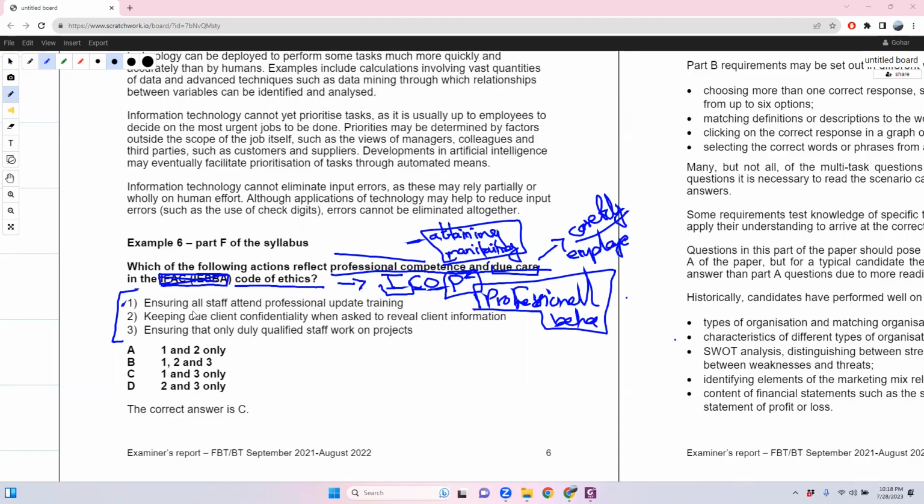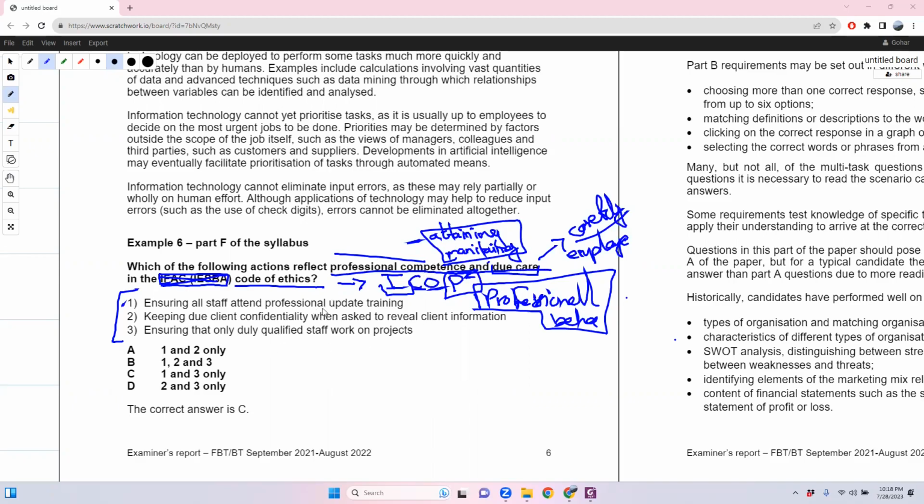So where were we? We were deciding which of the options 1, 2, and 3 fall under the definition of professional competence and due care. What is meant by professional competence and due care? Professional competence means to attain and maintain the knowledge, the education that you get. And due care means to only employ people who are careful, or if you are doing a job, do it carefully and do not make any kind of errors. So this is what is meant by professional competence and due care.